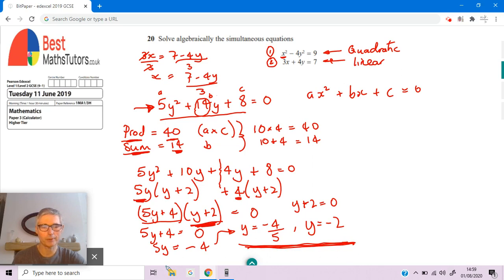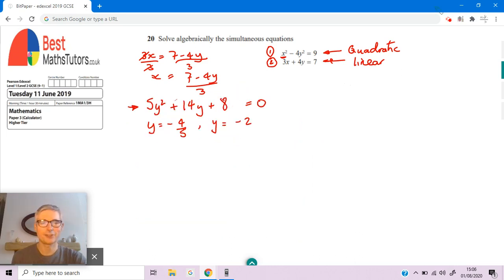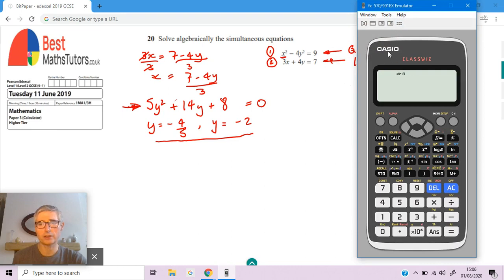Okay, so I'm also now going to show you how to do this using a calculator. So these were the values that we got: y is minus 4/5 and y is minus 2 when we solve this quadratic. We solved this one algebraically. So I'm just going to show you how we could solve it using a calculator as well, because this is calculator paper. And this is the Casio ClassWiz calculator, which we're allowed to use and is actually recommended for GCSE.